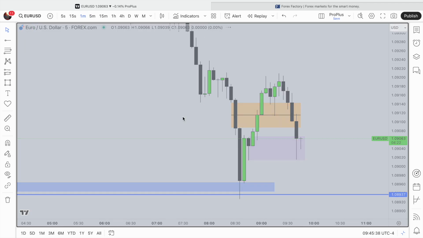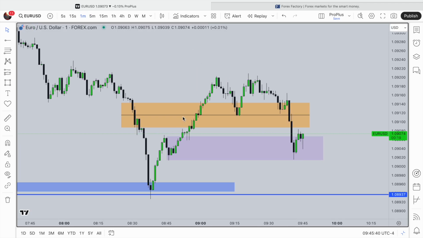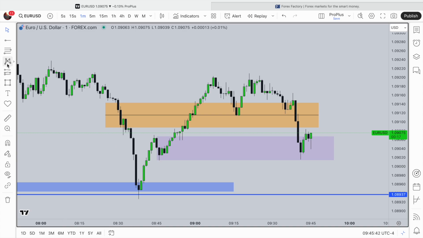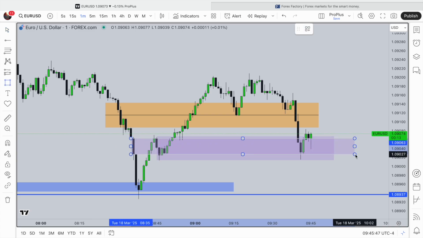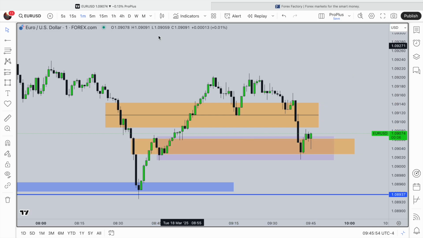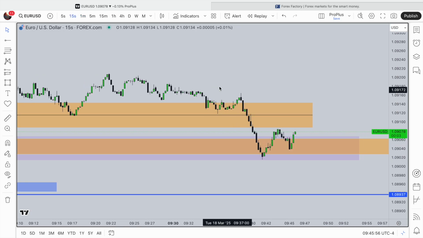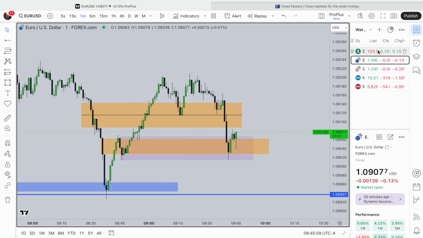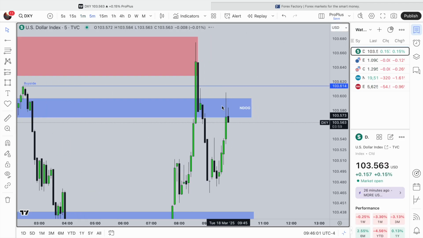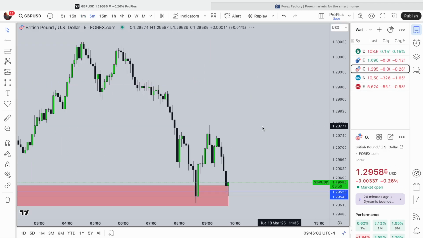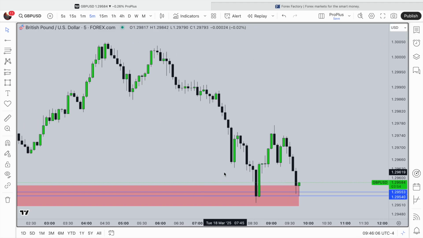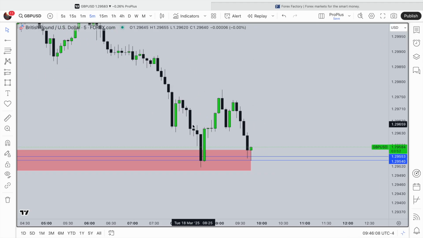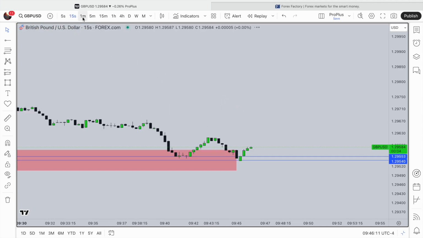Okay, looking on the one, we've got this one here, still getting respected. Okay, looking on the 15, there's nothing just yet. Look on dollar. Dollar just ran back into daily opening gap. Pound is similar. There's that inversion there, order block there, but going into the one.